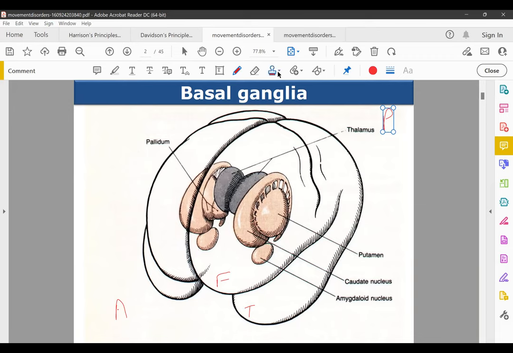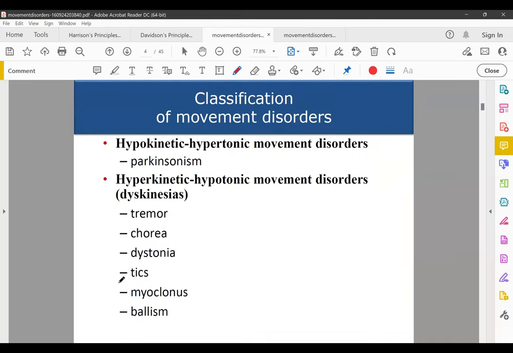And then there is another structure called the pallidum inside the putamen, globus pallidus. Caudate nucleus and putamen are lateral and medially is the globus pallidus. Globus pallidus has two parts, the internal part, globus pallidus interna, and the external part. You can see this is the E part and this is the I part, the internal part. Before we go to that, we need to see some other presentation.